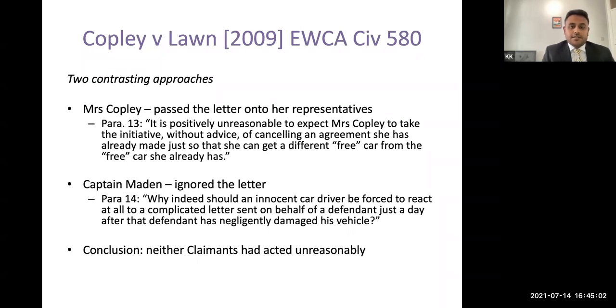They have been involved in a road traffic accident, and when you are left with receiving communications from the other side, which you may not immediately wish to engage with or trust, then it is, of course, a difficult thing to try to get your head around in terms of fully engaging with the other side. And as a result of all of these factors, the court concluded that neither claimants had acted unreasonably.